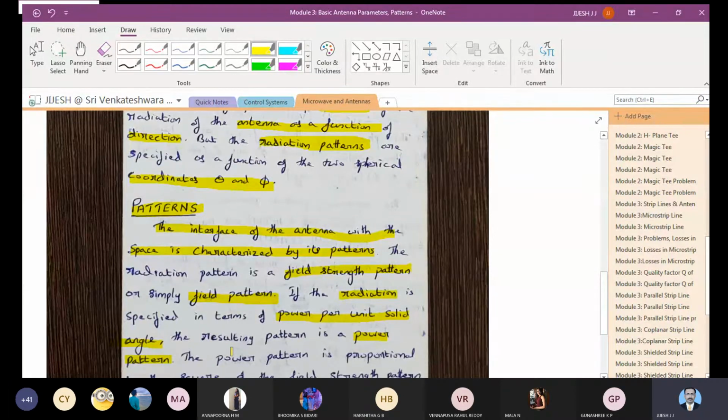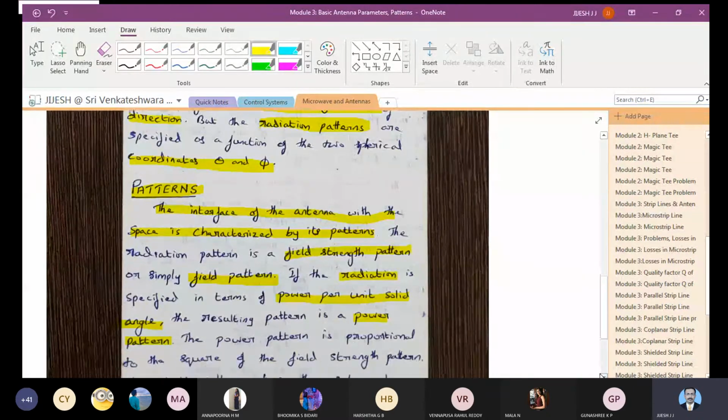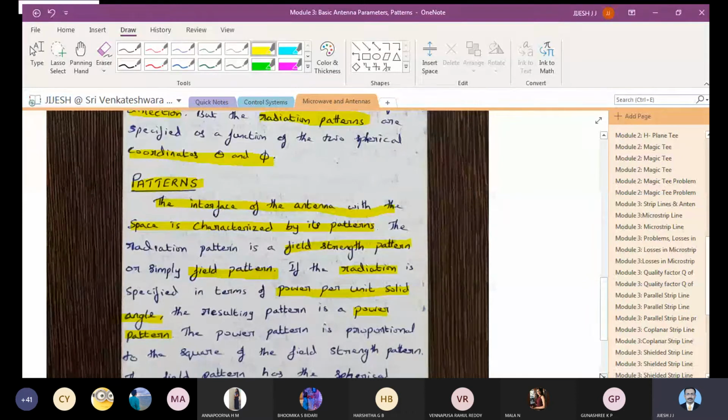The power pattern is proportional to the square of the field strength pattern. This is a very important line for you to understand. When you compare the power pattern and the field pattern, you need to understand that the power pattern is proportional to the square of the field strength pattern.